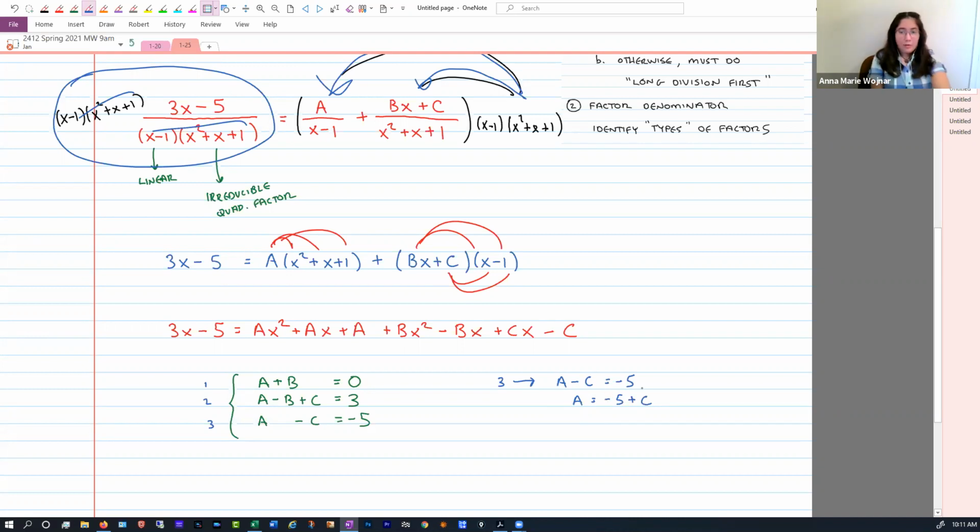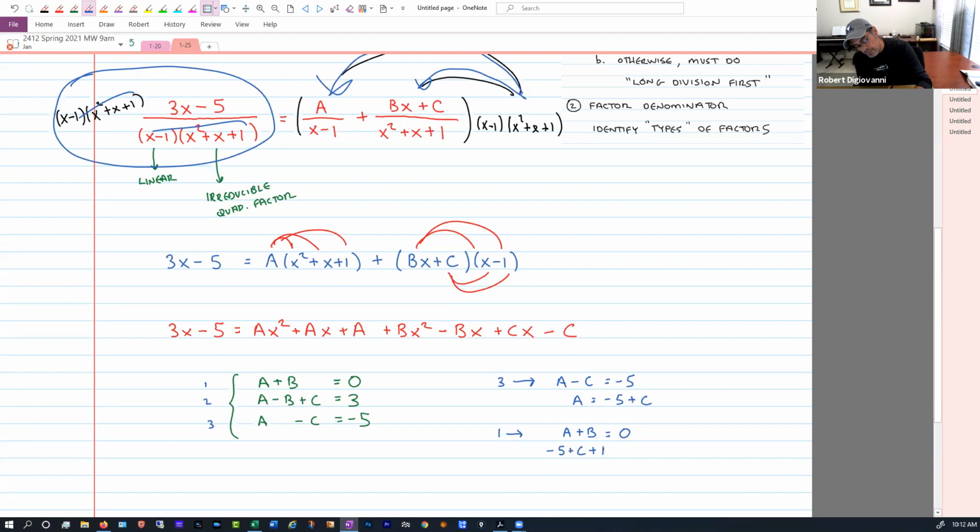Then I put that whole expression in for A in the first one and solved for B. So for the first equation you wrote A plus B equals 0, and you replaced A with negative 5 plus C, is that right? Yes, but I'm not sure if that's going to work now. Yeah, I'm not sure either, but let's just stick with it. Okay, so negative 5 plus C plus B equals 0.